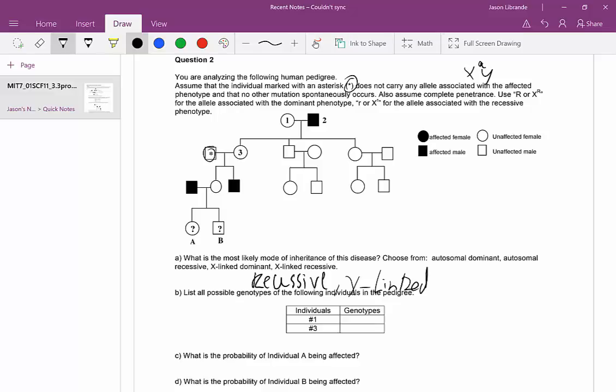So let's start figuring out what we know. So we're saying it's X-linked recessive. So that tells us something about the males in this pedigree. So any male that's unaffected is going to have the dominant allele. Any male that is affected is going to have the recessive allele.